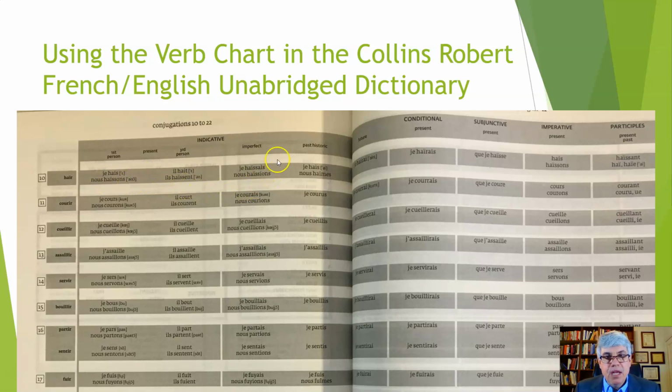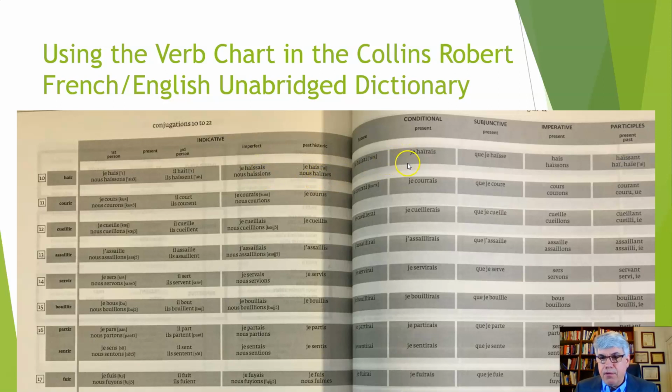So that's the indicative. Now for the imperfect, it only gives the je and the nous form, the singular form and the plural form, because that might change the stem, but for all the singular forms the stem's going to be the same in the imperfect, and for all the plural forms too. The same thing with the past historic, je and nous. It gives the singular form and the plural form of the first person, and the second and third person will be just a change of the endings. So you need to know the endings for these tenses to be able to fully use these charts.